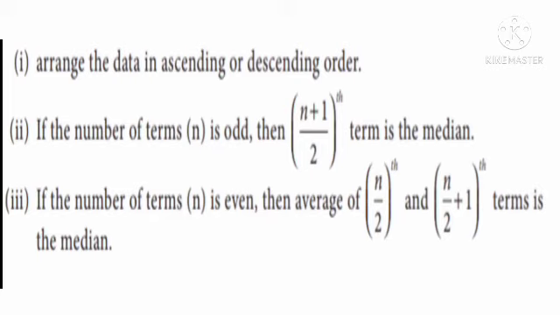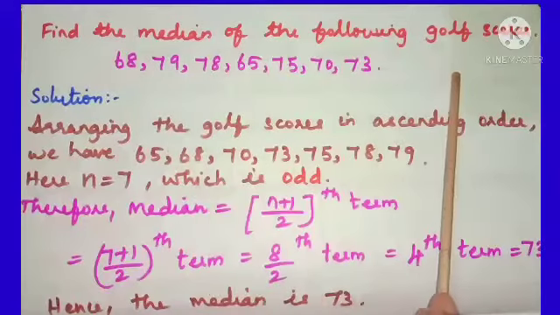Another method to find the median: first step, arrange the data in ascending or descending order. Then if the number of terms is odd, the (n plus 1) by 2th term is the median. If the number of terms is even, the average of the n by 2th and (n by 2 plus 1)th terms is the median. Find the median of the following golf scores.